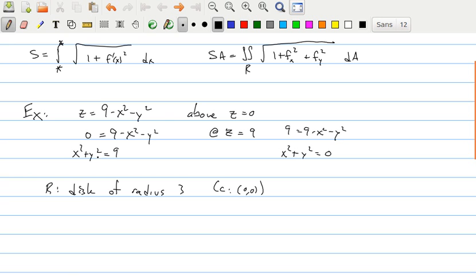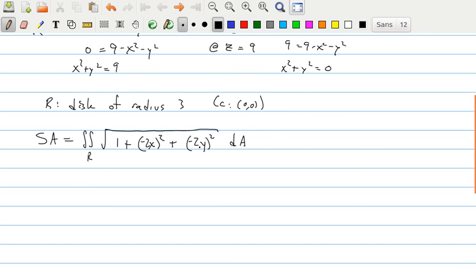Because our region is a disk, we should probably integrate in polar coordinates. So our surface area is the double integral over the region of the square root of 1 plus, now we take the partial with respect to x, which is negative 2x, and we square it. And then we take the partial with respect to y, which is negative 2y, and we square it. And we're integrating with respect to area. Now let's switch over to polar because our region is circular. In polar coordinates, this becomes 1 plus 4x squared plus 4y squared, and that's 4r squared.